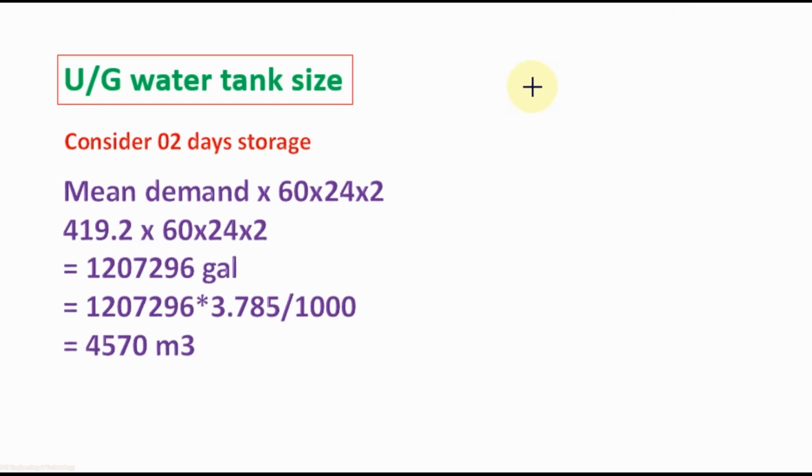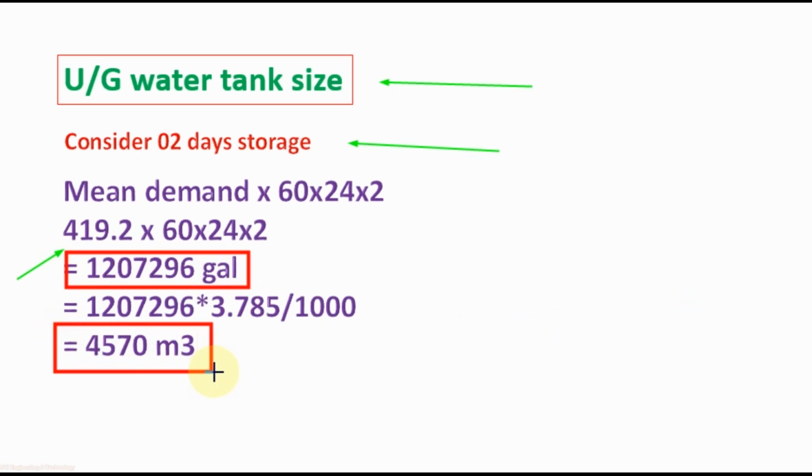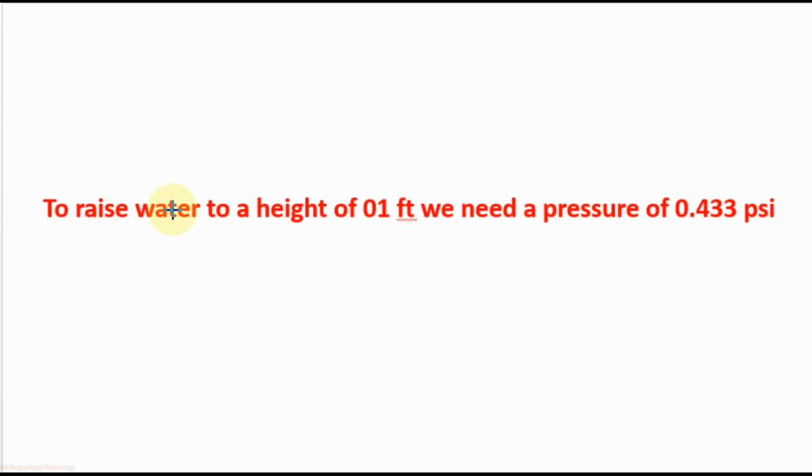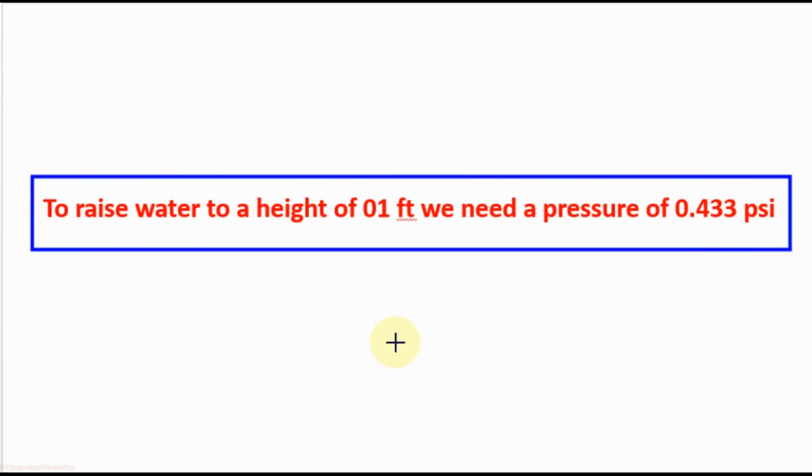For underground main water tank size, generally we store water for 2 days. As our mean demand value is 419.2, so after calculation we get the underground water tank size 1,207,296 gallon, or 4,570 cubic meter. To calculate the pressure in riser, we will use this formula. To raise water to a height of 1 feet, we need a pressure of 0.433 psi.